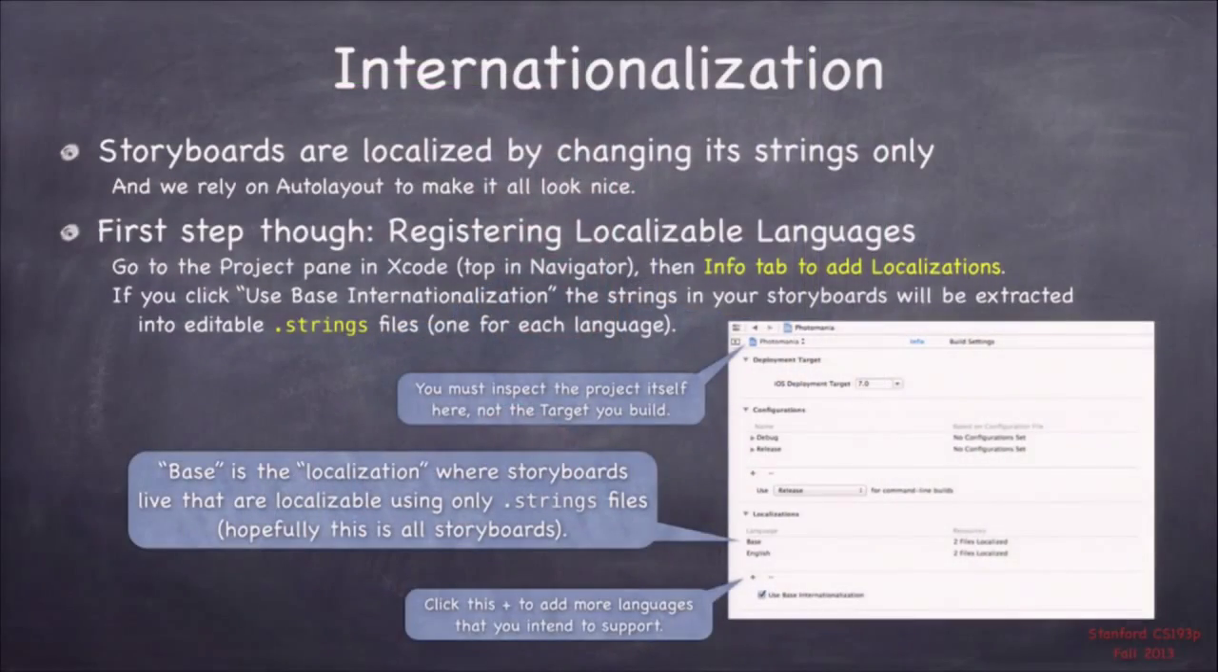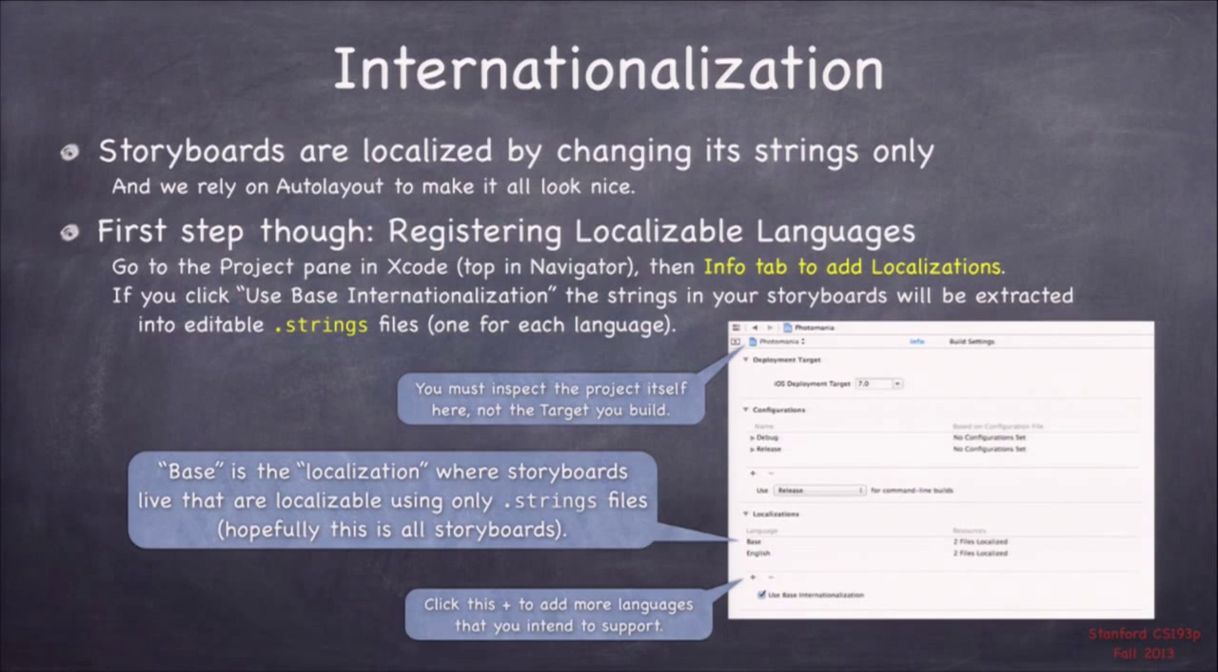But the first thing we need to do before we do any localization is to go to our project settings and set the list of all the languages that we are going to support localization for. So as you release new versions of your app, you'll support a few more languages. You'll go back to this project settings and add more languages.